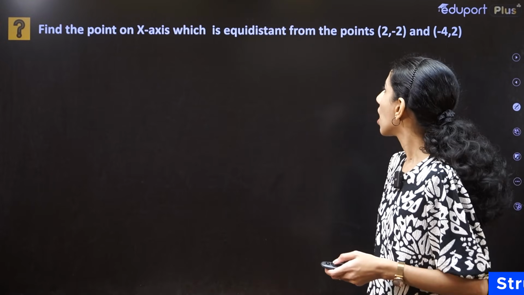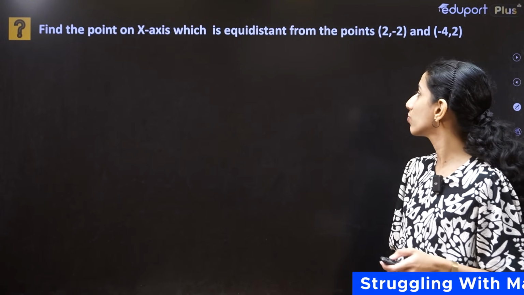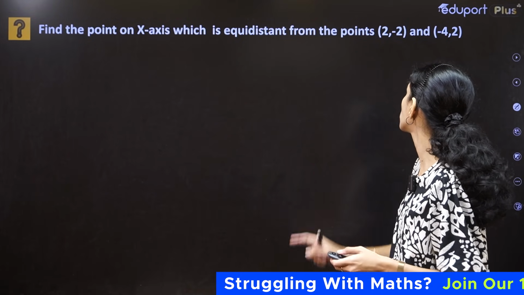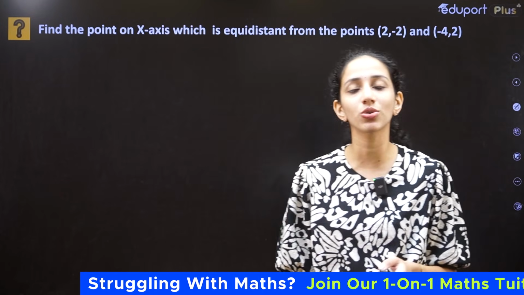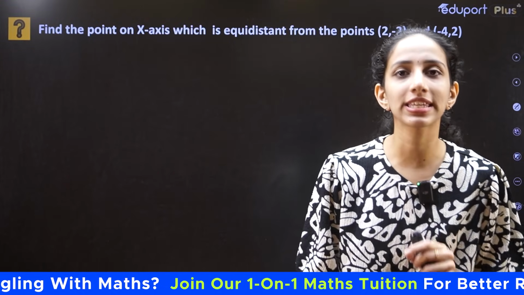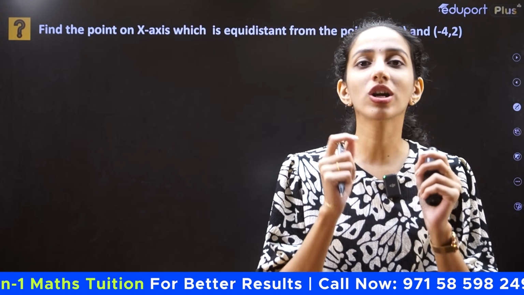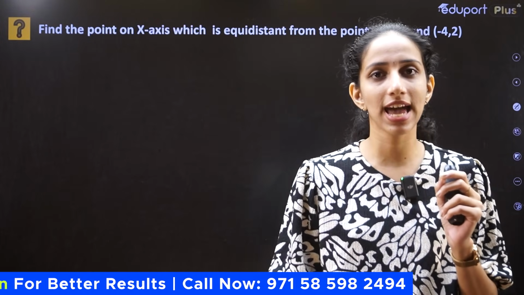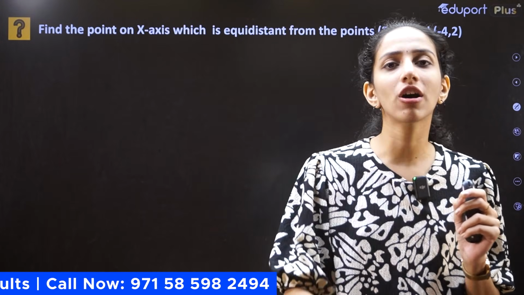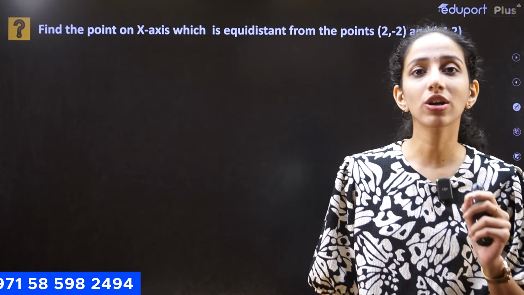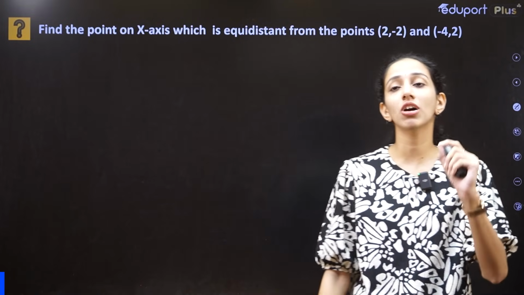Then here is: find a point on x-axis which is equidistant from the points 2, -2 and -4, 2. Here we have a point on x-axis. We already discussed the point on x-axis. What is the speciality of a point on x-axis? Yes, its y coordinate will be 0. Y coordinate will be 0 if this point is on x-axis.